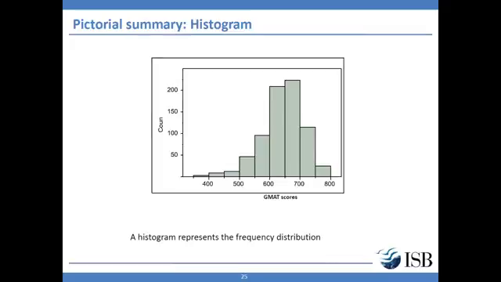Histogram is very similar to the bar chart that we saw earlier. The difference is the histogram deals with intervals rather than point values. Instead of considering each distinct value, it groups them together and gives the frequency or the probability for that group of values. We can see that approximately 200 students score between 600 and 650.